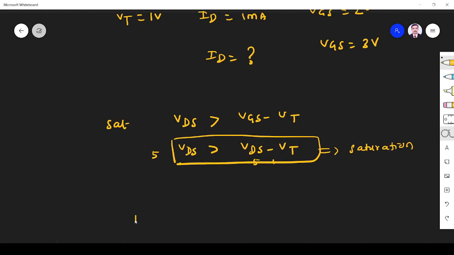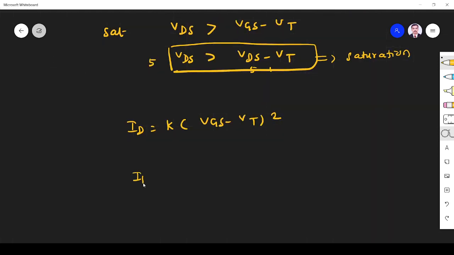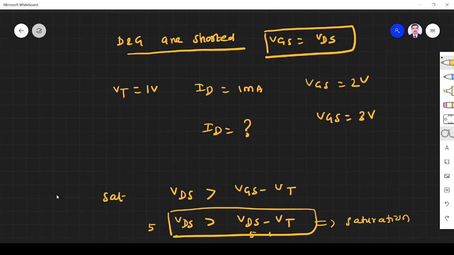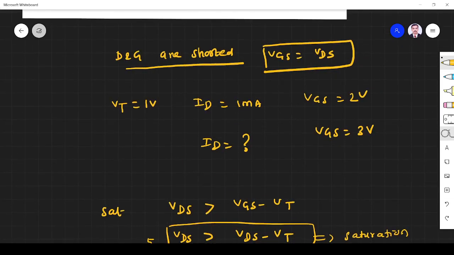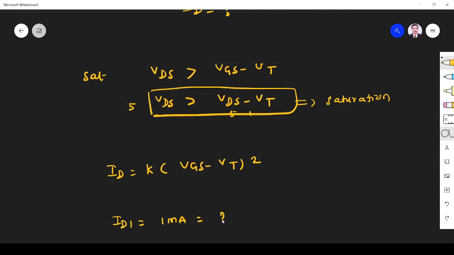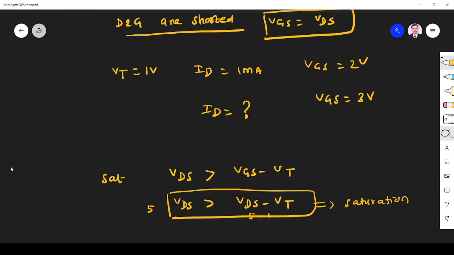So for a MOSFET in saturation, ID is given by K into (VGS minus VT) square. For the first condition, ID1 is 1 milliampere, with VGS of 2 volt and VT of 1 volt, so K into (2 minus 1) square. For the second one, ID2, which we have to find, it is K into (VGS minus VT) square, where VGS is 3 volt.